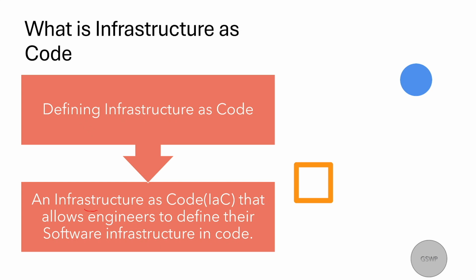Infrastructure as code, also called IaC, allows engineers to define their software infrastructure in code. So if you have your infrastructure and you want to define that infrastructure in a coding language, that coding language is called infrastructure as code. So if you have a VM, storage account, key vault, and we have the code for the same, this code is called infrastructure as code.